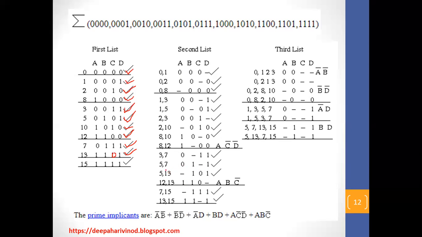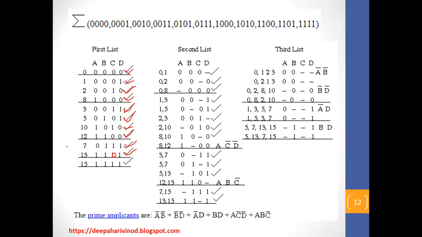Next, check 10 with 7. It cannot be compared. 10 with 13 cannot be compared. Next is 12 with 7, cannot be compared. And 12 with 13 you can compare it. The last bit changes, that is 1 1 0 dash. So put a tick mark to 13. It is already, you have a tick mark over there.